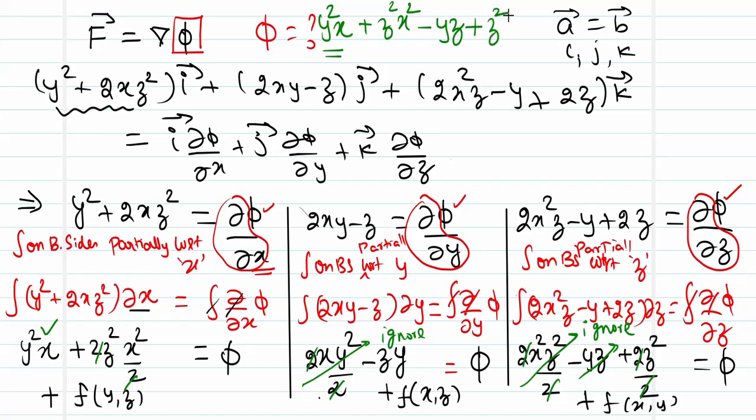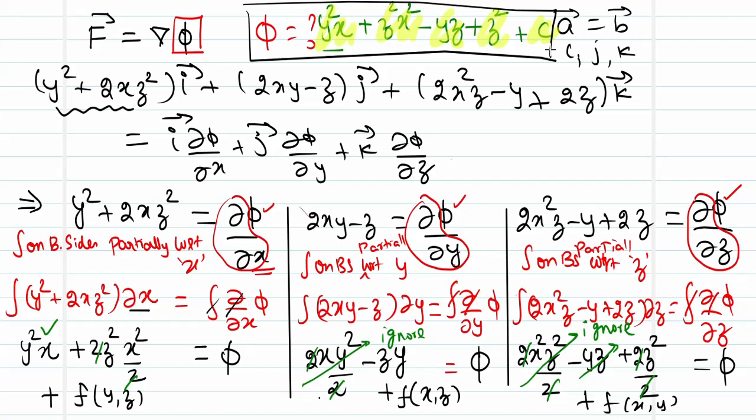So plus z square, and combining all the 3 constants, I can just make it one constant of integration called plus c. Therefore what do we think is going to be the required scalar potential? My required scalar potential phi is going to be y square x plus z square x square minus yz plus z square plus c. So this part which I have over here is the required scalar potential for the given vector f.